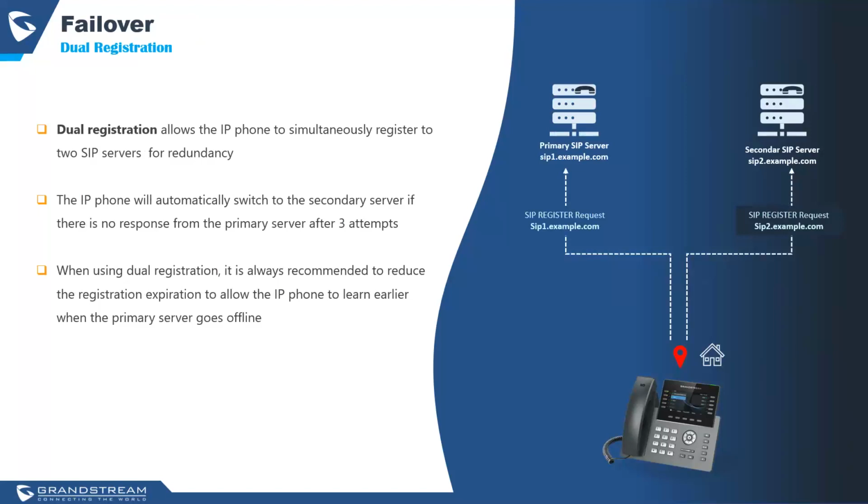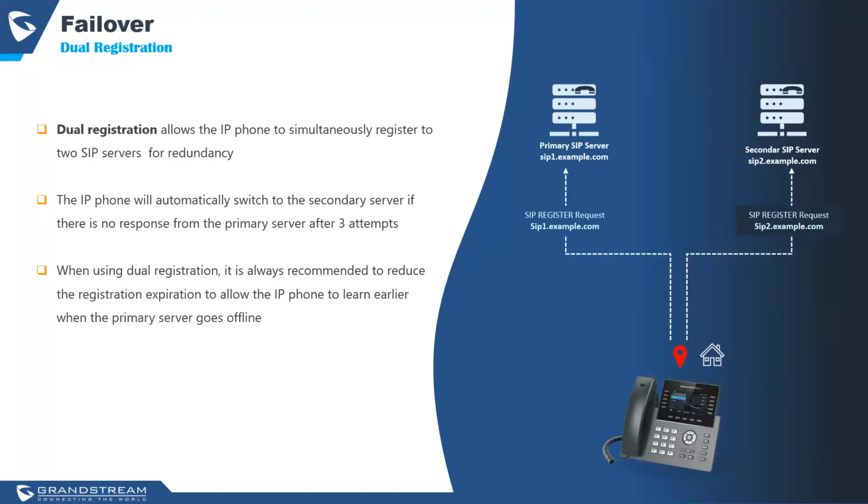For instance, if the primary server is loaded with more endpoints that it cannot handle, it will stop responding to new SIP registration attempts from new phones, which will push the endpoint devices to automatically switch to the secondary server. And the default behavior on the Grandstream IP phones is that they will attempt to register to the primary server 3 times. And if there is no response from the primary SIP server, the IP phones will automatically switch to the secondary server.